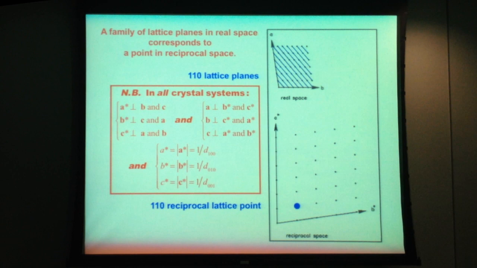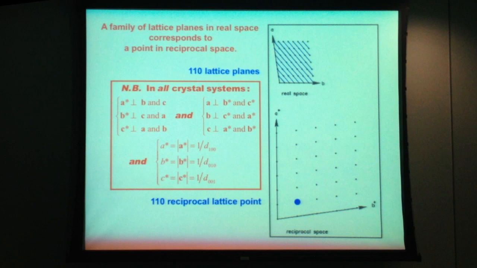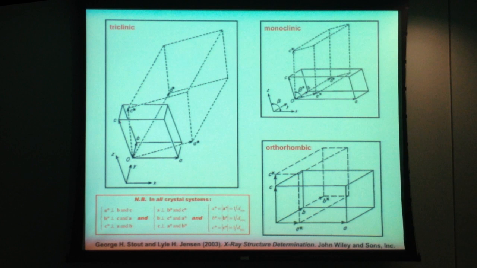Again, this is just emphasizing that to each family of lattice planes in direct space, in crystal space, there corresponds one point in reciprocal space. So it's the perpendicular separation of these, laid off in a perpendicular direction, and reciprocal of the pieces. So that's what the different kinds of reciprocal cells look like.